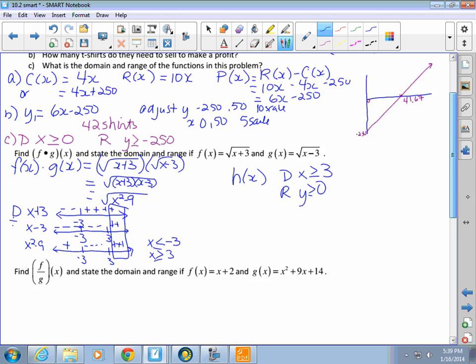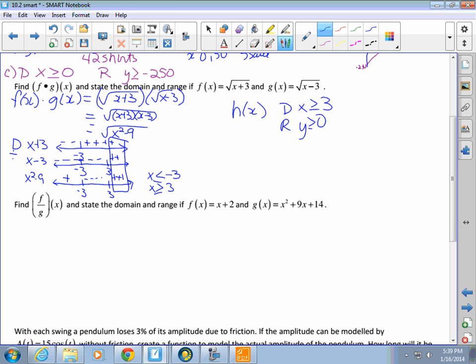Okay. f divided by g of x, find f divided by g and state the domain and range if f(x) is x plus 2 and g(x) is equal to x squared plus 9x plus 14. Isn't that the one I just did? Did I do these twice? No, but I did do that one. Okay, I put that on there twice, sorry.